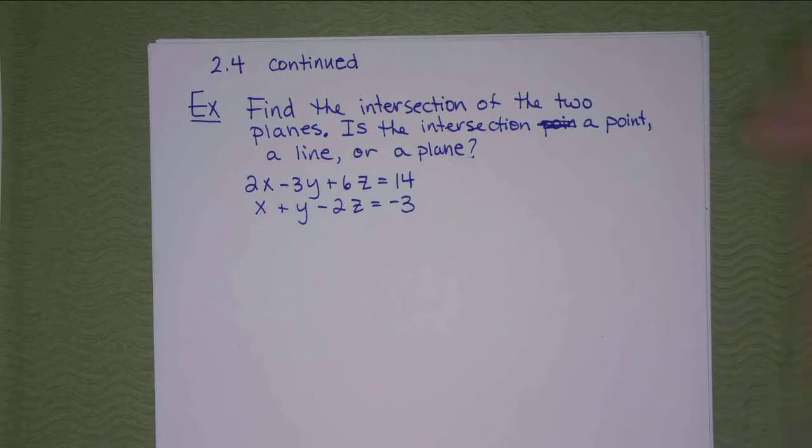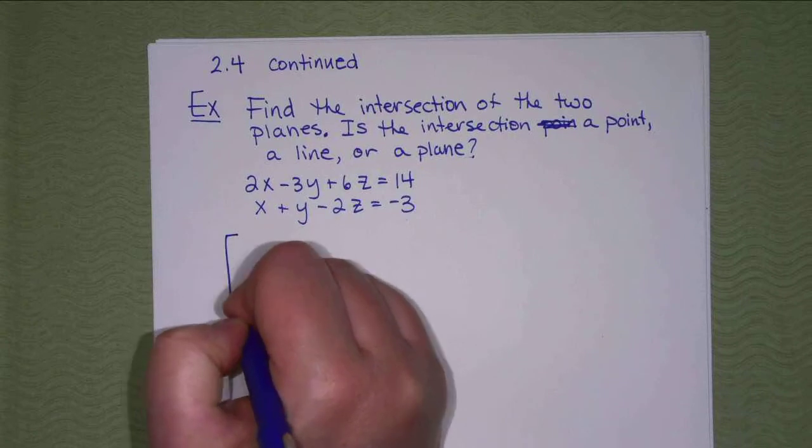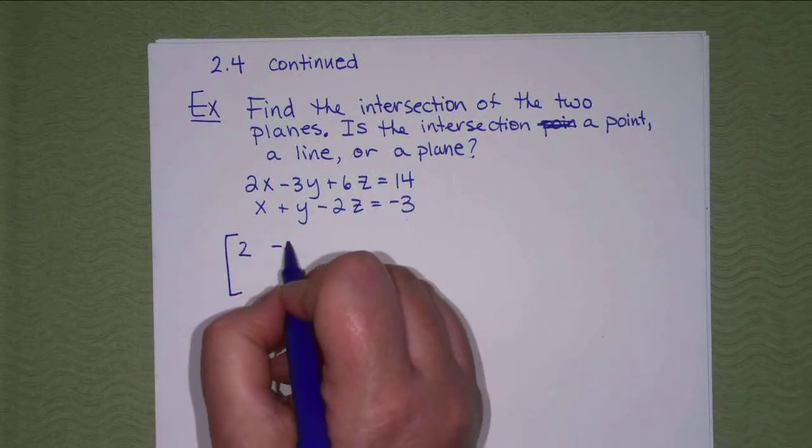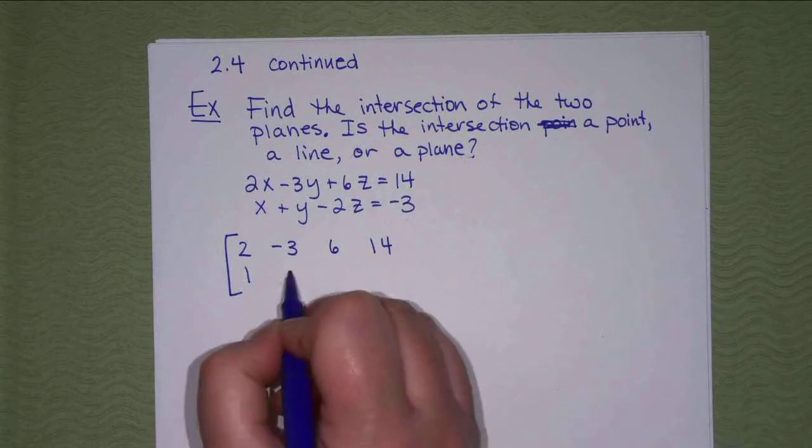Okay, so continuing to point 4, this question says, find the intersection of the two planes. Is the intersection a point, a line, or a plane? So it's asking us to solve the system, but just wording it in a different way. Okay, so same question. We just need to find the intersection, or the solution to the system.